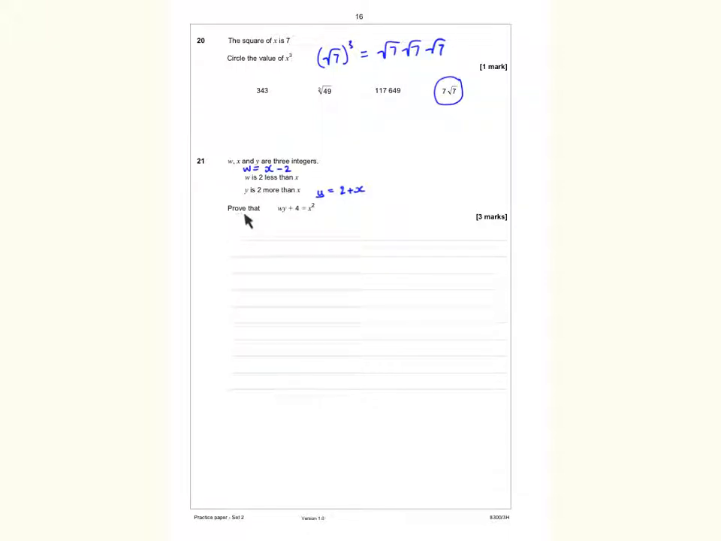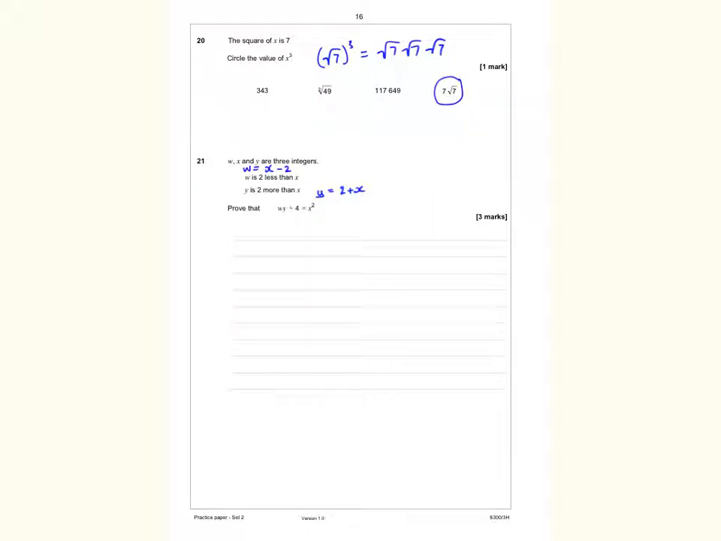And we have to prove that wy plus 4 equals x squared. Now, for most proof questions, you try and do whatever you can with whatever information you have. So in this case, we have these two sentences, and we've already made equations from them. I can see that there's a wy here.